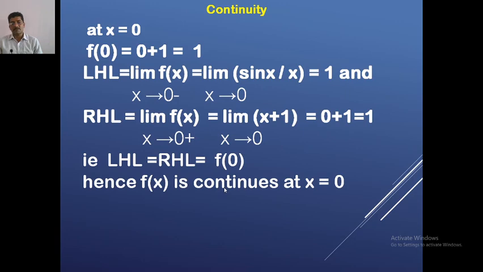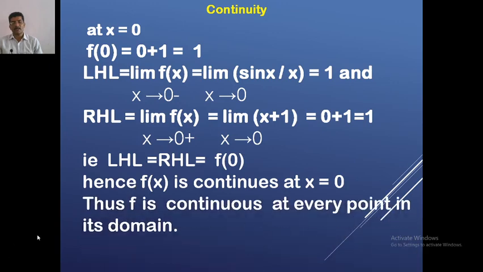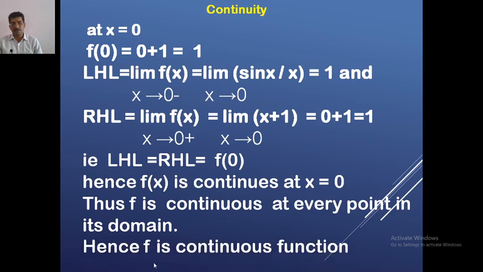Therefore, you can say that the function is continuous in the open interval minus infinity to 0, continuous in the open interval 0 to infinity, and also it is continuous at the point x equal to 0. Therefore, we can say that f is continuous at every point in its domain. Therefore, the conclusion is the given function f is a continuous function. Clear?